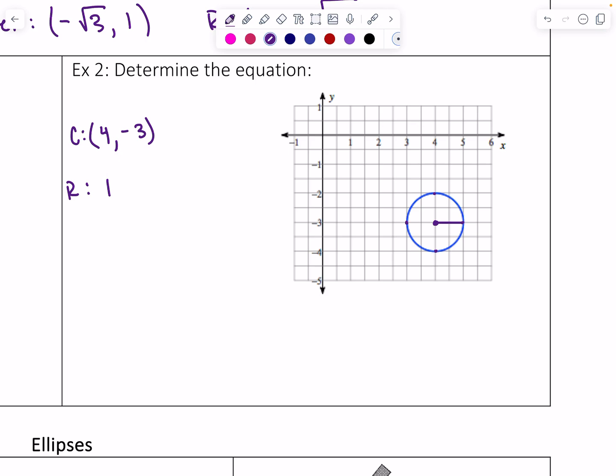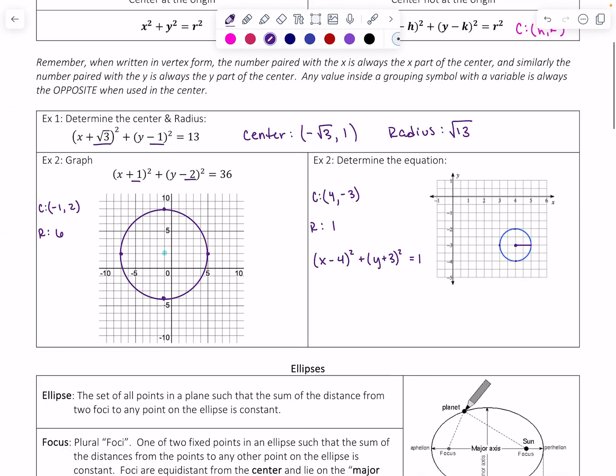So our equation is going to be (x minus 4) squared plus (y plus 3) squared is equal to 1. And of course, one thing to note here is that 1 should be squared. I mean, it is squared. We know that 1 times 1 is also 1, but just as a reminder, whatever your radius value squared should go here. It just so happens that these two numbers are the same. All right, so that's pretty much all there is in terms of circles.